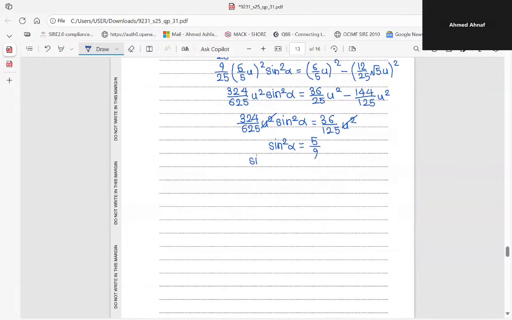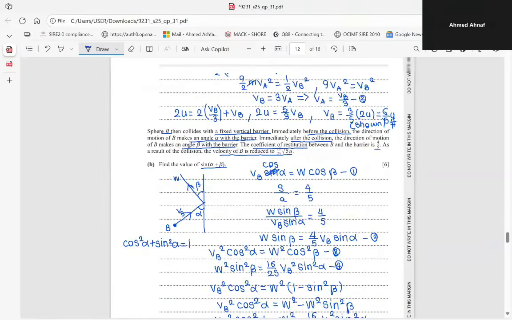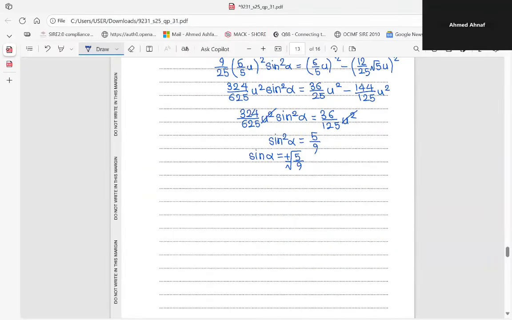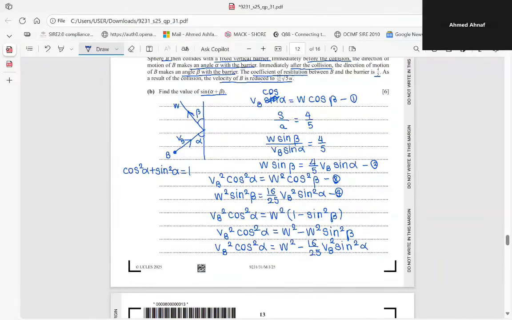And you can take the square root of both sides. You will get plus or minus the square root of 5 over 9. And since alpha is obviously acute, we're only going to take the positive square root. So the final answer is √5 over 3. Okay, now we're also going to have to find cosine alpha.